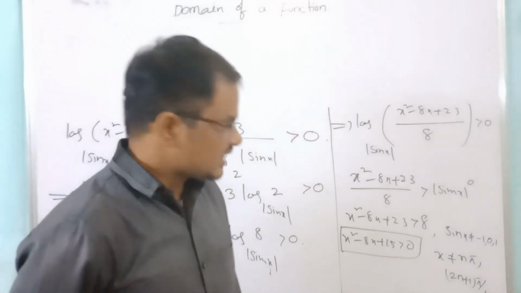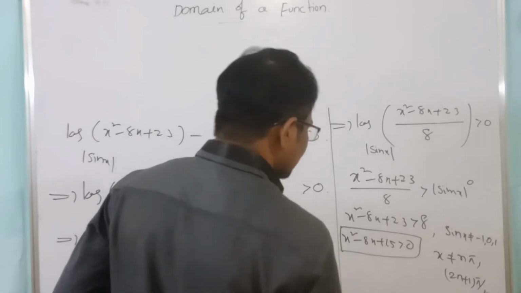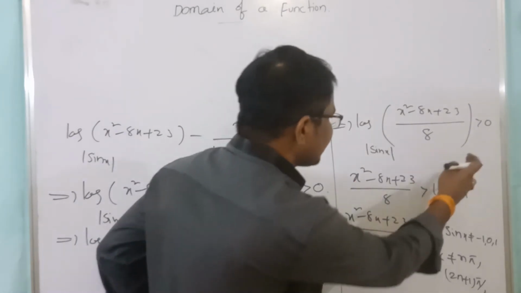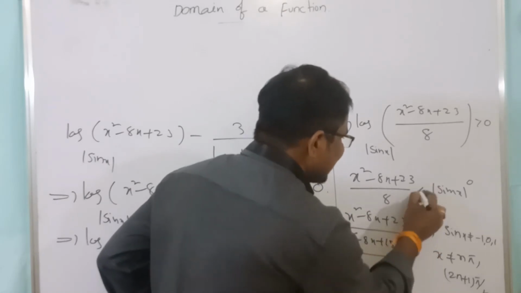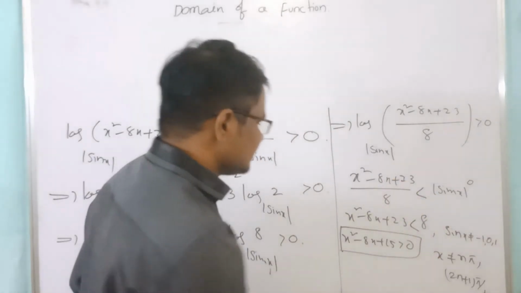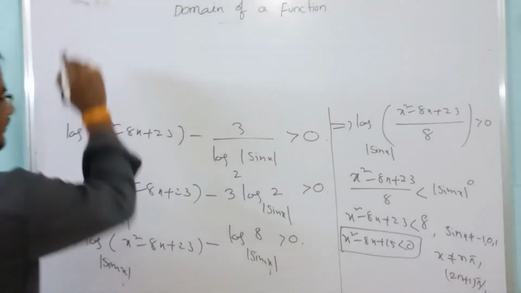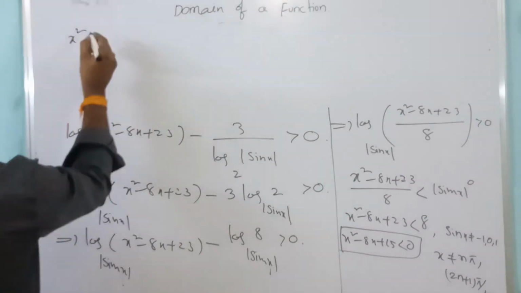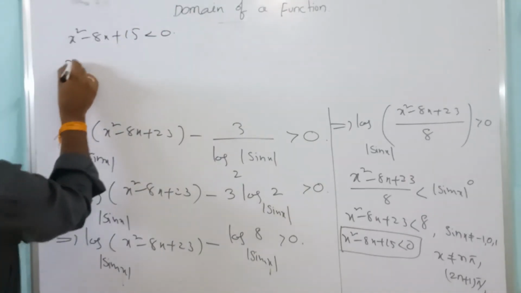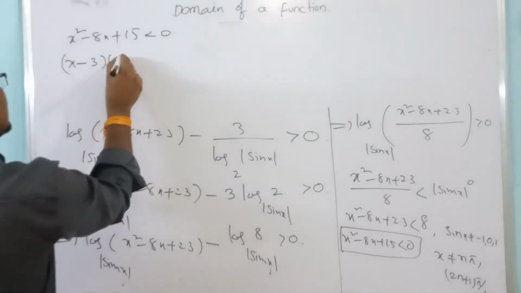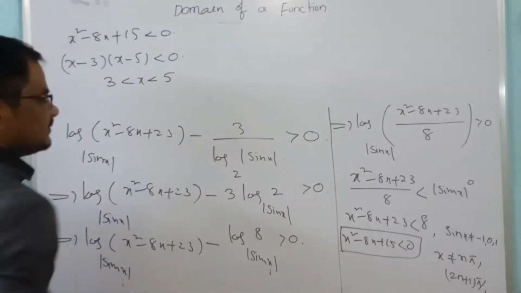Now if you simplify this, since it is between 0 and 1, the greater than becomes less than. So x² − 8x + 15 is less than 0. What are the factors? (x − 3)(x − 5) is less than 0, so 3 is less than x is less than 5.